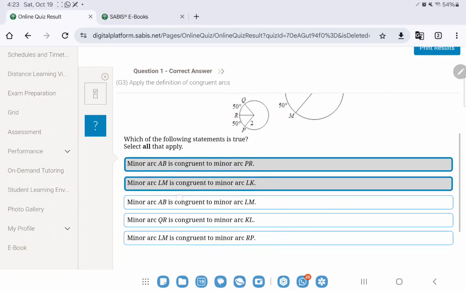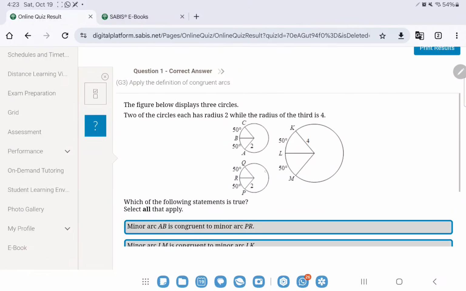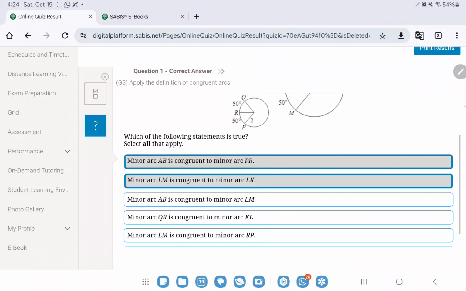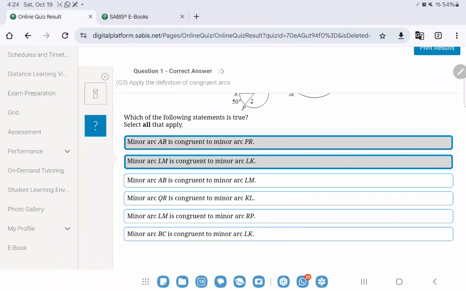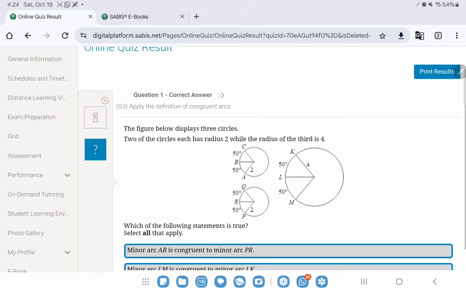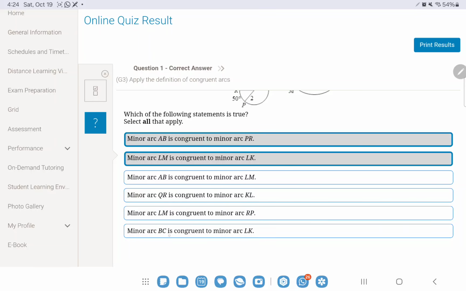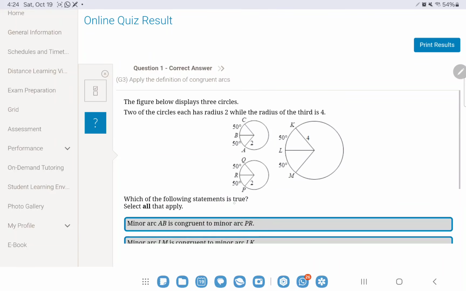Then you have QR and KL. QR is here and KL is here. Then it's wrong. If they're in different circles, like the big and the small ones, they're immediately wrong. QR, KL, we just said that. LM and RP. LM is here, RP is here, so no, they're wrong. And now you have BC to LK. BC is here, LK is here, so they are wrong. So let's go on to the next question.